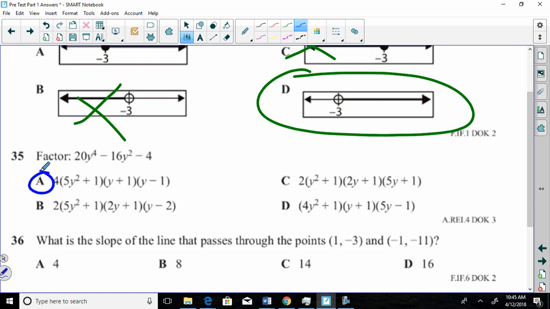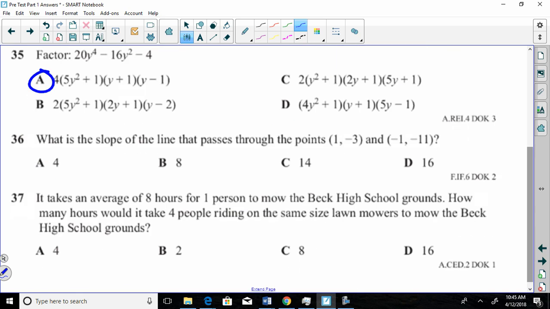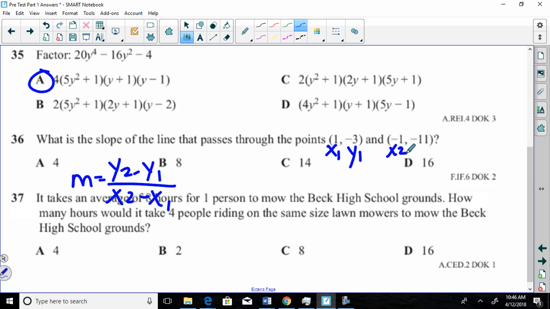What is the slope of the line? Remember, they're not going to say you need to use the slope formula right now, but they do give you the slope formula: y2 minus y1 over x2 minus x1. The most important thing is that a lot of people forget how to label. So I go: my first x, my first y, my second x, my second y. And then I plug it in.